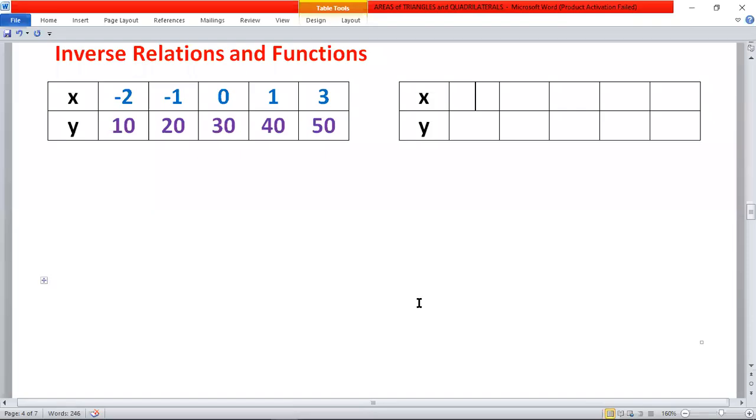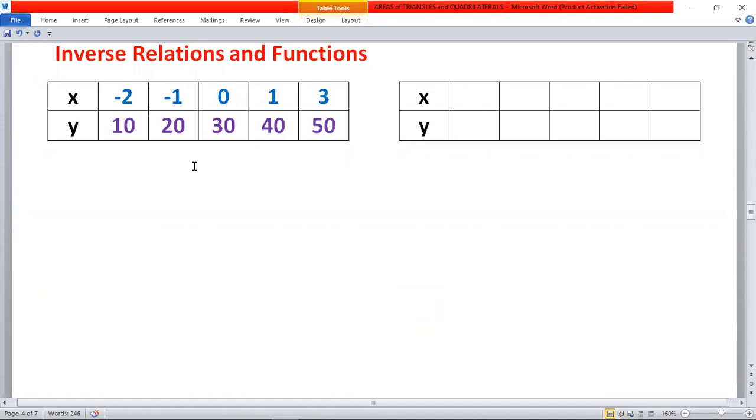This lesson is to find the inverses of functions and the graph of these inverses. Inverse is the switch of the values in a relation. Like if you have x and y, we know that there is a relationship between -2 and 10, -1 and 20, 0 and 30, 1 and 40, 3 and 50.